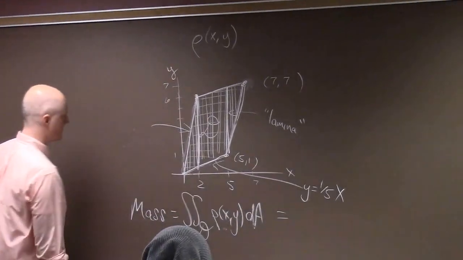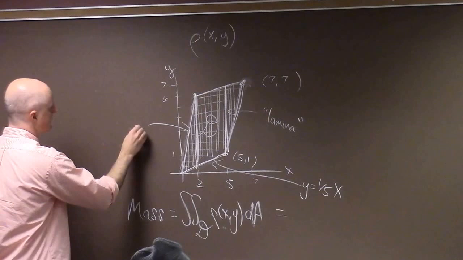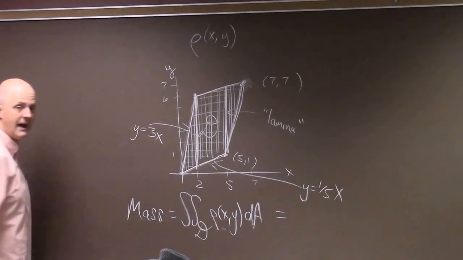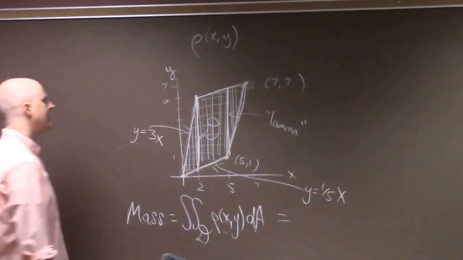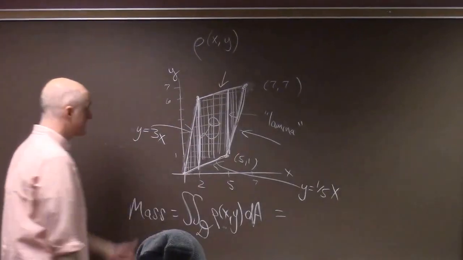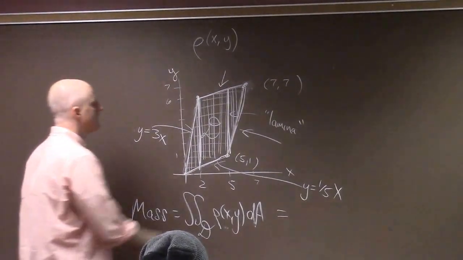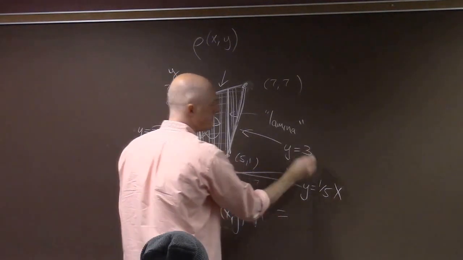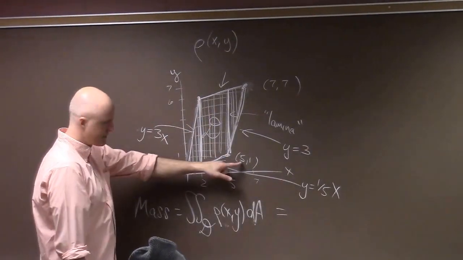This one's got a slope of 6 divided by 2. It's got a slope of 3. Y equals 3x. These other two, though, don't go through the origin, but their slopes are the same. This one's got a slope of 3. It also goes to the point 5,1.